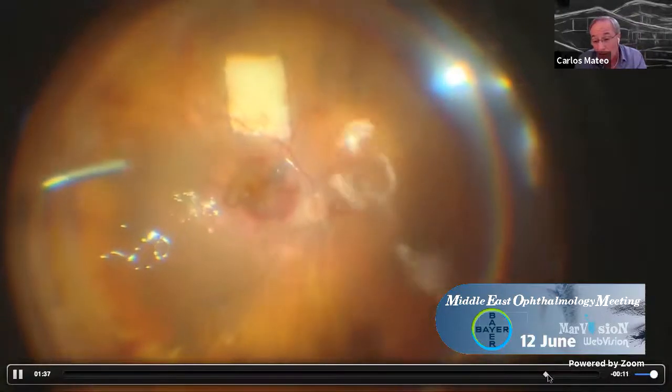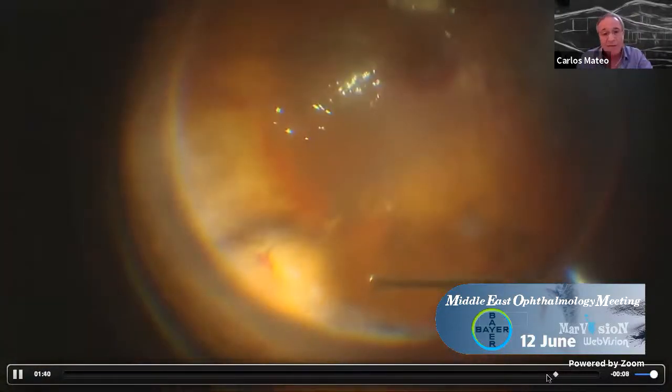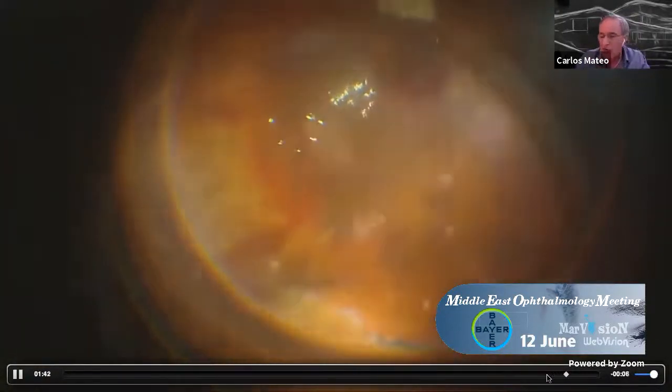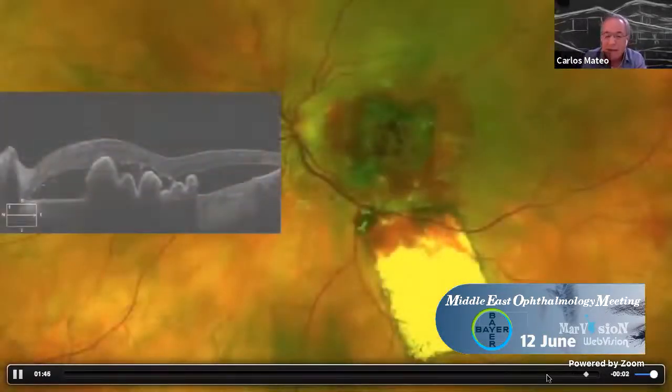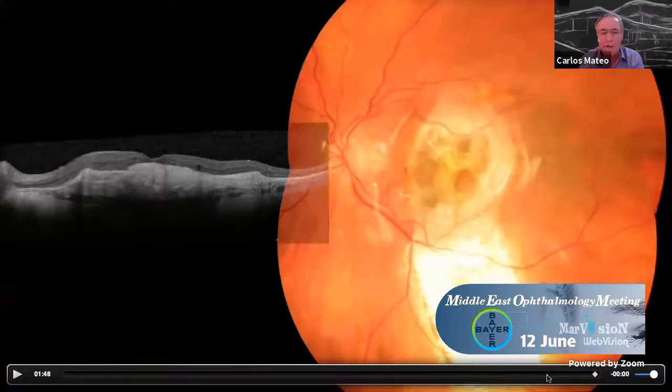At the end, in this case, the visual result was not that good. As you will see now, the graft is a little bit folded, and the visual acuity was not that good. At the end, visual acuity was 0.1, a little bit better, but again, the patient could not read.